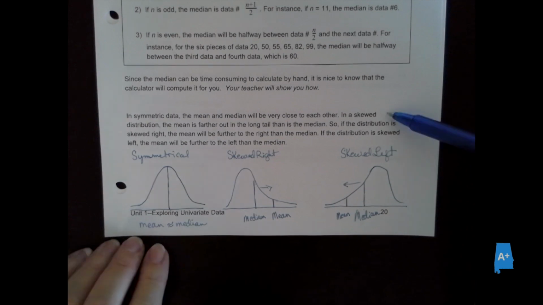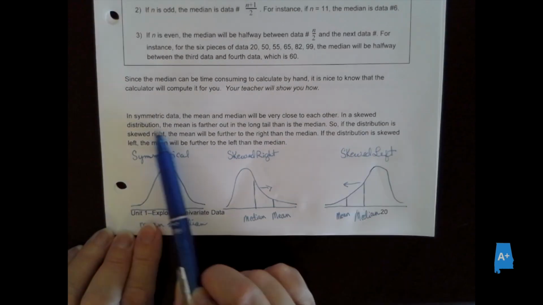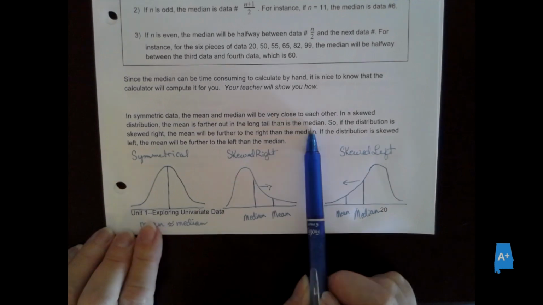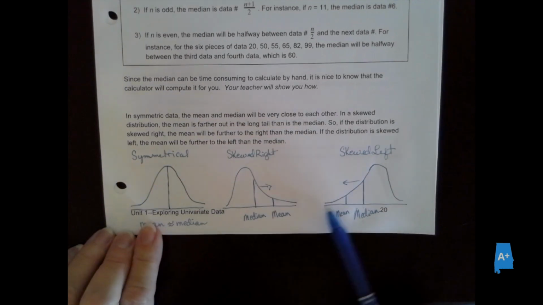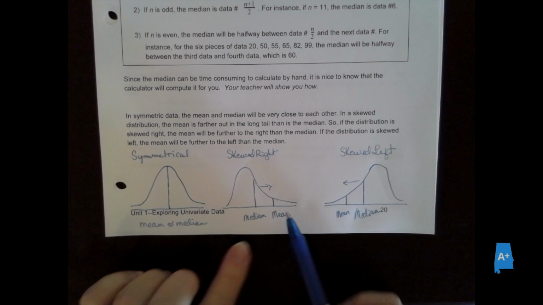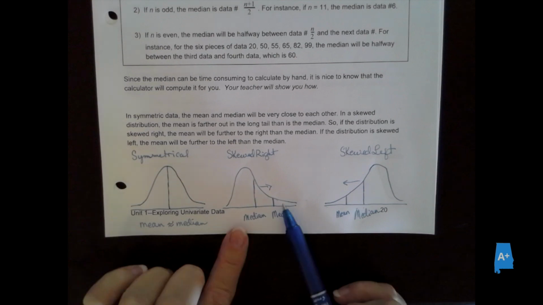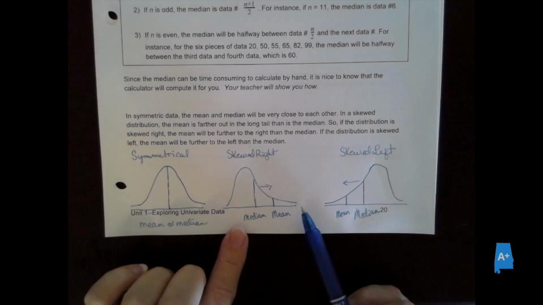And so it says that up here. In a skewed distribution, the mean is further out on the long tail. See, there's the long tail. And so if the distribution is skewed right, the mean will be further to the right than the median. And that's why, because you have a few points, but when you add those into that average, it really pulls the mean that way, towards those few points.